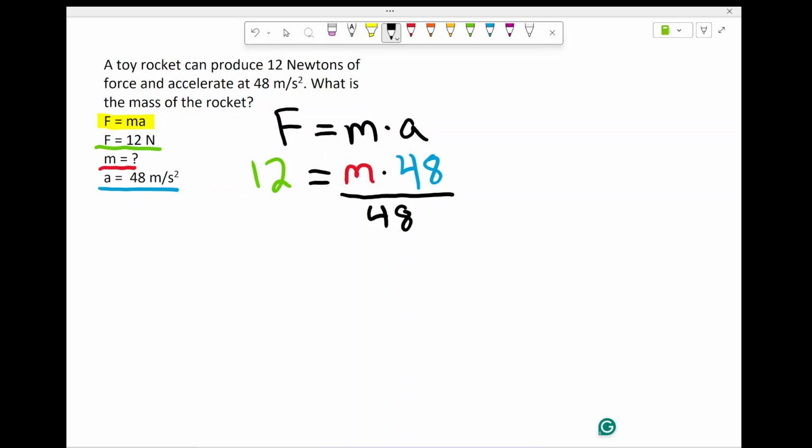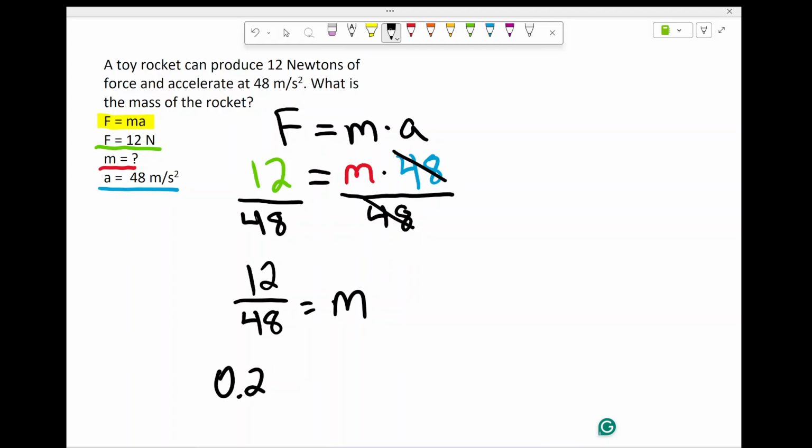And per the rules of algebra, if we divide by 48 on one side, we have to divide by 48 on the other side. Setting it up like this allows these two 48s to cancel. And what we would write as the next line is 12 over 48 equals m. Most of the time, we want to turn our physics answers into decimals, not fractions. So we take our 12 over 48, we reduce that to a decimal, and that would be 12 divided by 48, which is 0.25 equals m.